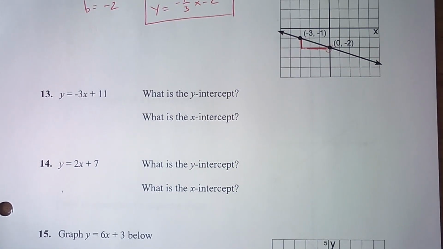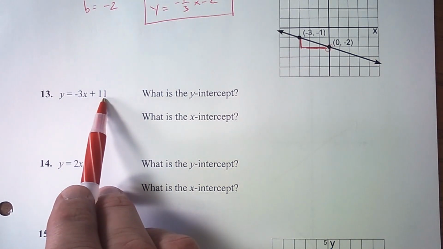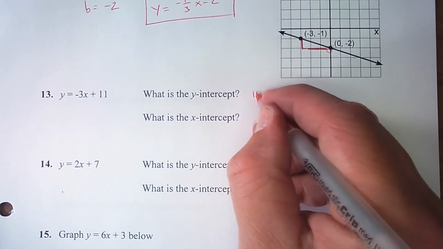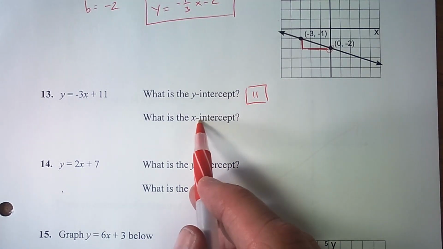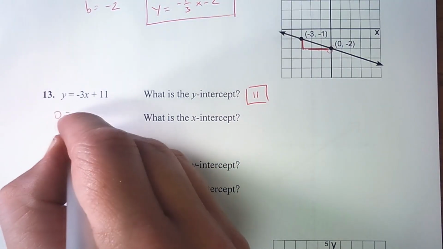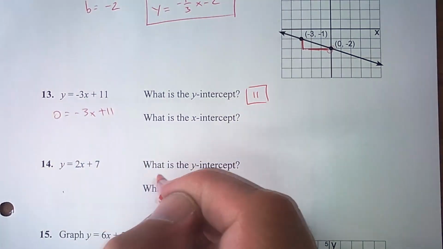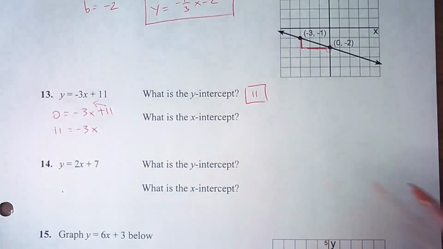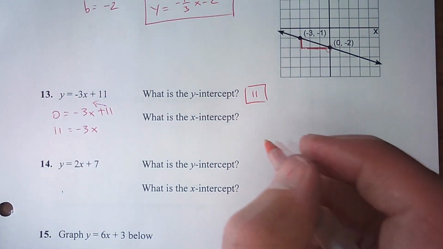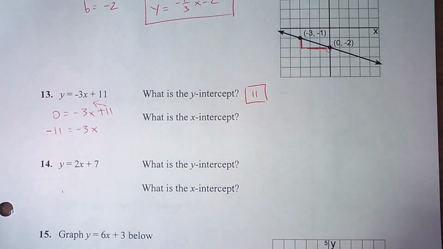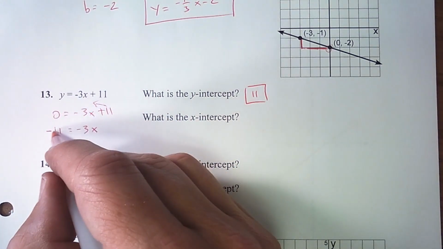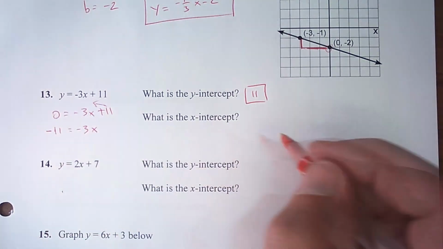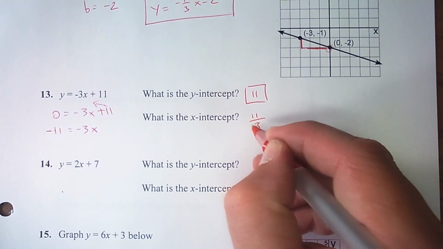What is the y-intercept? The y-intercept is here, 11, because if I put in a 0 for x, I would get y equals 11. What's the x-intercept? When y is 0, we get the x-intercept. I'm going to move that 11 over. 11 equals -3x. And divide. And that actually should become a -11. My apologies there. So I move that positive 11 over. It becomes a -11. When I divide, I get -11 over -3, which is 11/3.